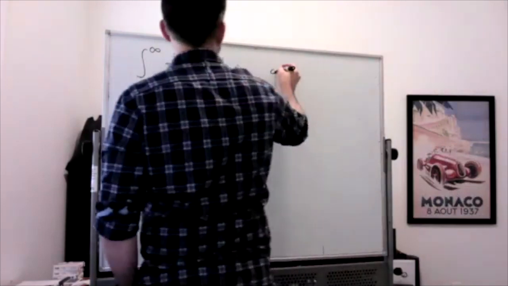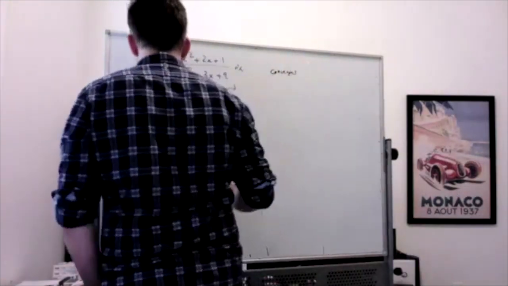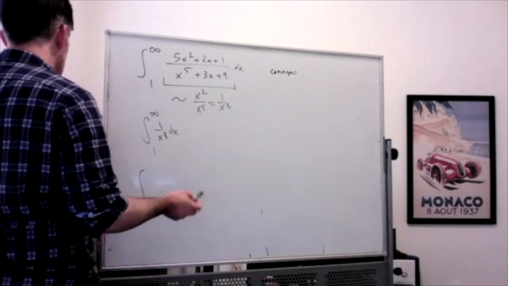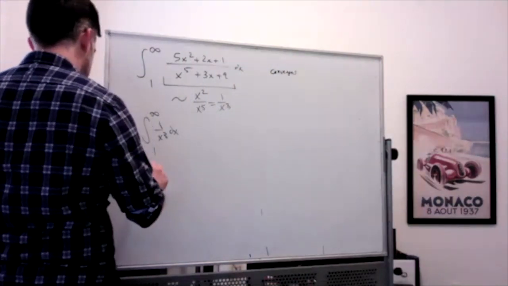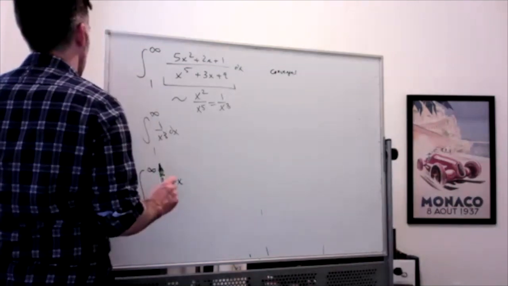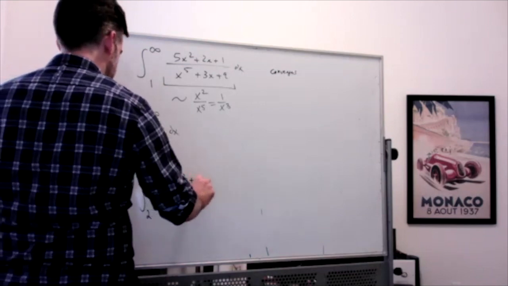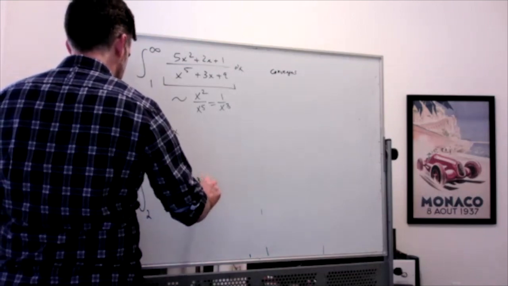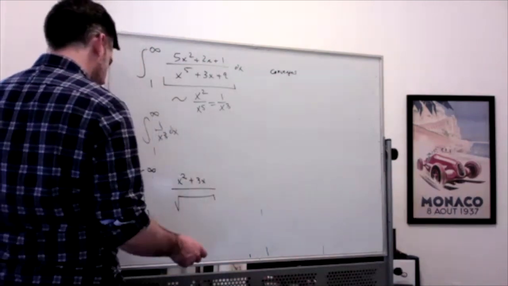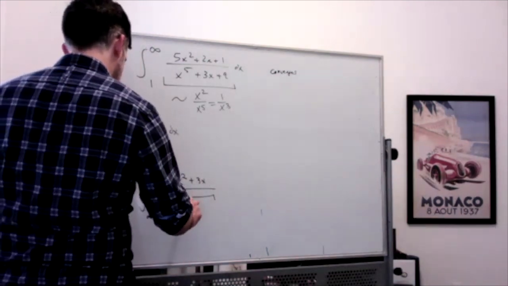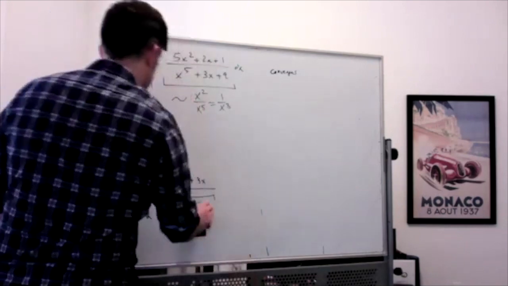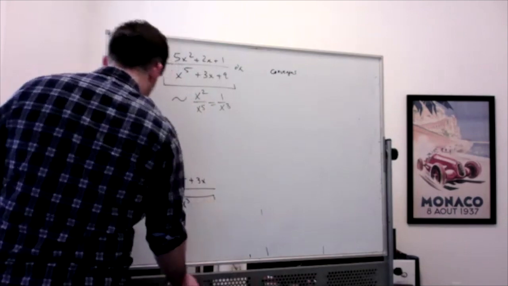So this converges. Again, we're not going to show it, but you can look at something like this. Sure. The integral from 2 to infinity of x squared plus 3x over the square root of, sure, x cubed minus 1. Minus 1? Yeah, minus 1 is safe.